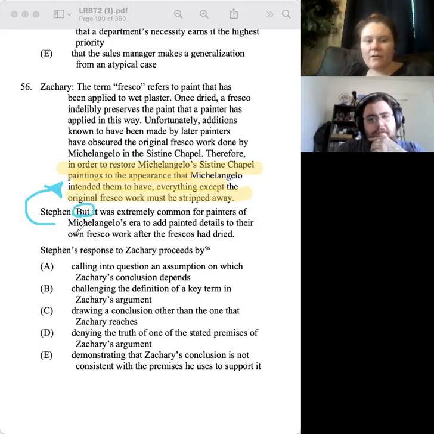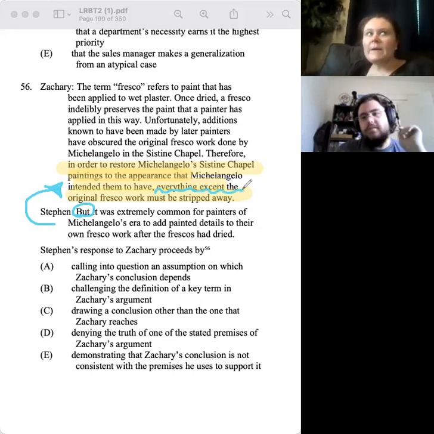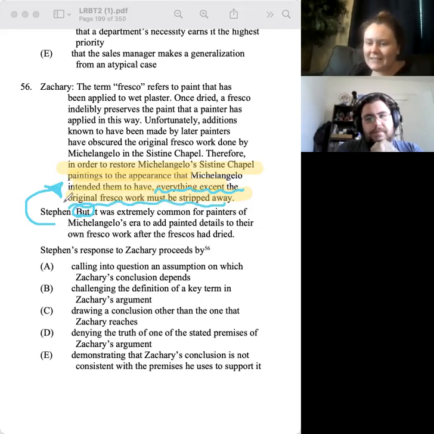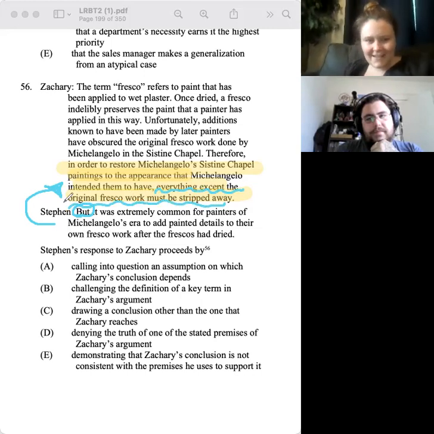And what happens if Michelangelo did it himself? Then there is no need to strip away the original fresco. What if Michelangelo didn't do everything himself, and he just had some of it too? Then if we strip everything away, it's not what Michelangelo intended. So he almost weakens this conclusion. He doesn't completely disagree, but he throws a punch at it, like, hey, have you considered this?